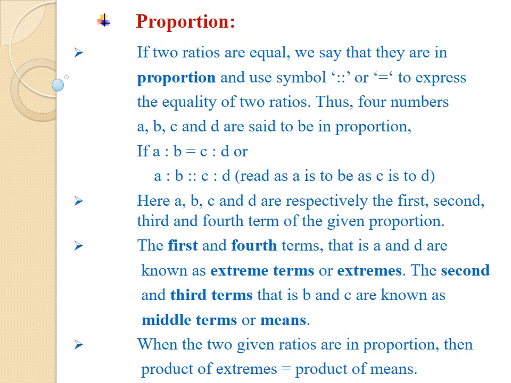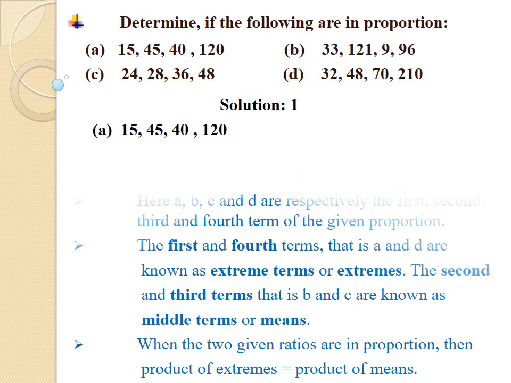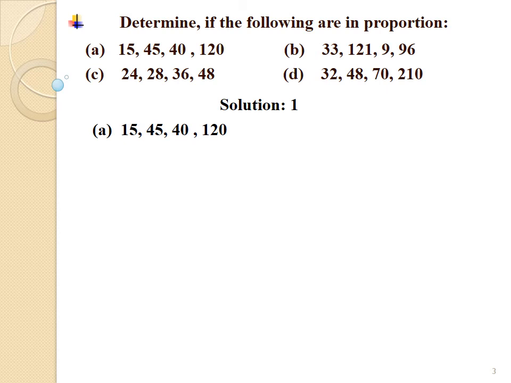Students, note that if AD is not equal to BC, then A, B, C and D are said to be not in proportion. So now, let us solve exercise 12.2.